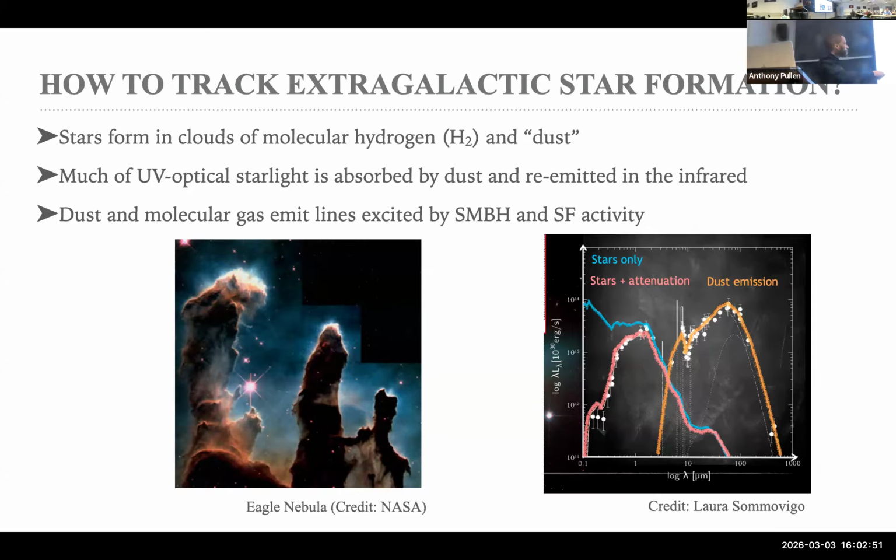So here is a picture of the Eagle Nebula, and these peaks here of gas, these clumps of gas are where stars are formed. And then over here you can see a full spectrum of emission, where this blue represents the intrinsic luminosities that you would expect from star formation. Whereas the red accounts for the fact that much of the emission is absorbed by dust, and so you see less emission in the UV, and then that emission is redistributed in the infrared as dust emission.